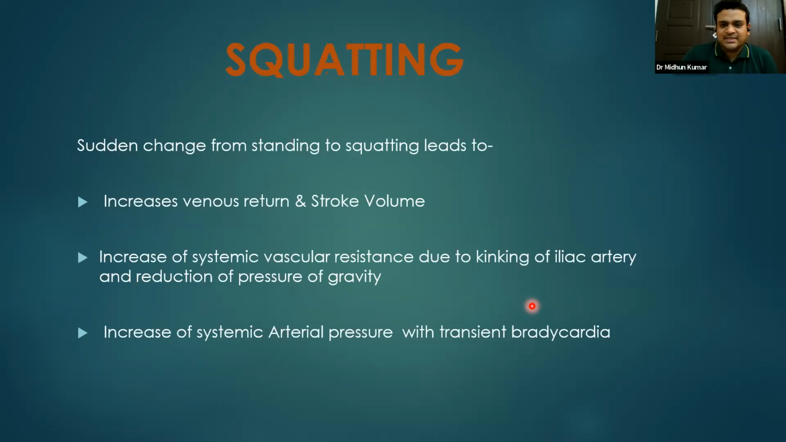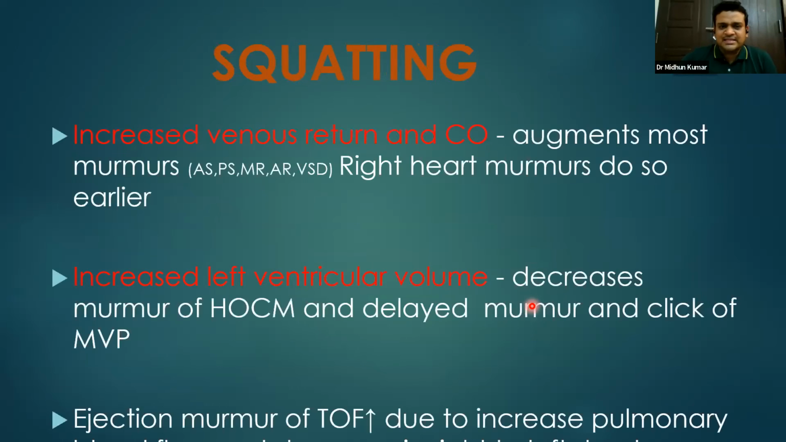And in squatting, what happens as the patient squats? It is the opposite of standing. In standing, there will be decreased venous return. In squatting, there will be increased venous return. So increased venous return and cardiac output are going to augment all the right-sided murmurs. You can refer to the textbook for this, but you have to understand the basic pathophysiology. Each and every condition you have to assess independently. So you should not memorize that squatting increases venous return and it augments all the right-sided murmurs.